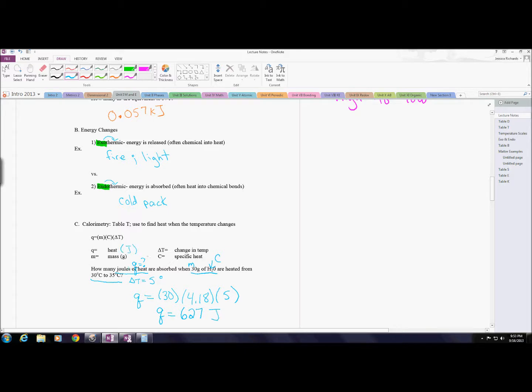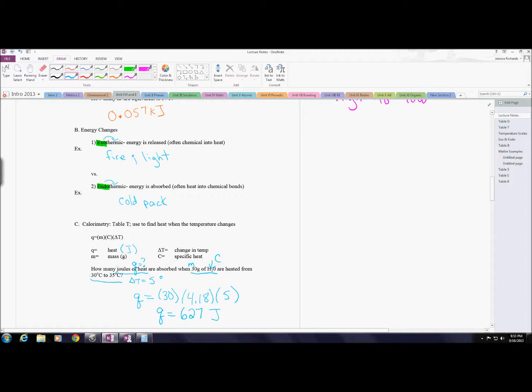The questions get a little tricky when they're looking for the change in temperature. The way it's worded is a little different. When they give you the Q and they want to know the mass, sometimes that throws people off. So we're going to practice these in class and you'll get used to them. They're not scary, they're just word problems.